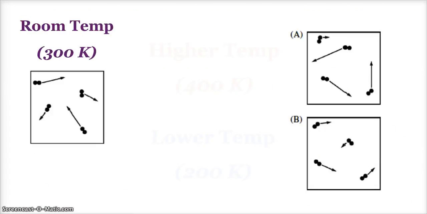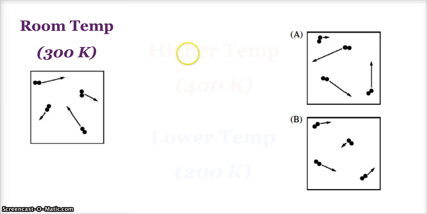On the left I have a drawing. There I have a diatomic gas, and the arrows are representing the direction and amount of speed that these particles are moving. And I'm saying that this container is at room temperature. Let's call it around 300 Kelvin. So now I see two containers on the right. Same gas, same number of particles, just I want to know which of the containers, A or B, represents the gas at a higher temperature and which one at a lower temperature.